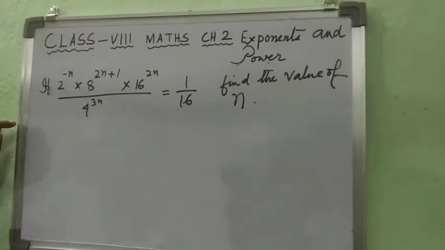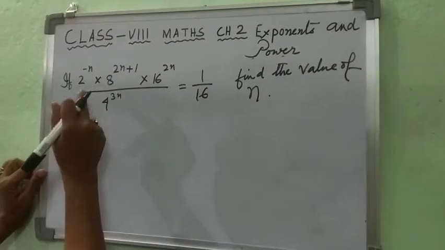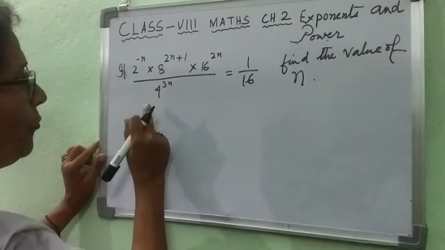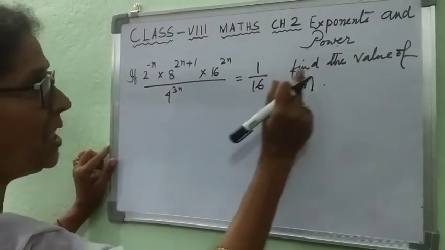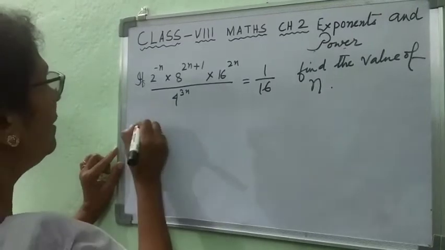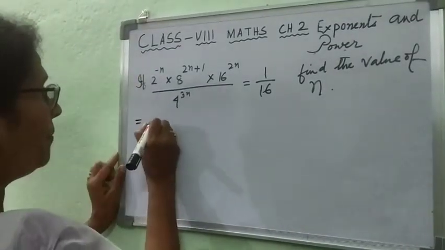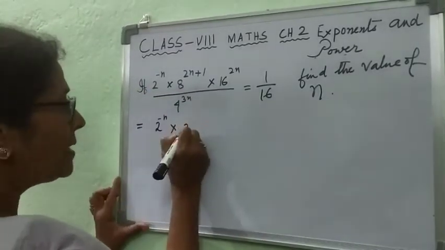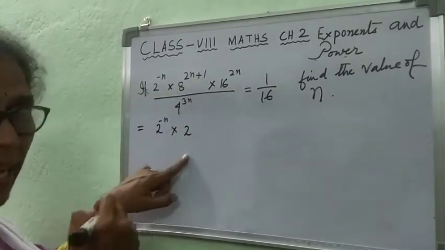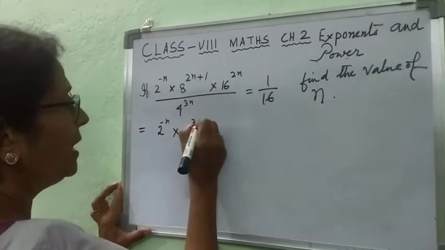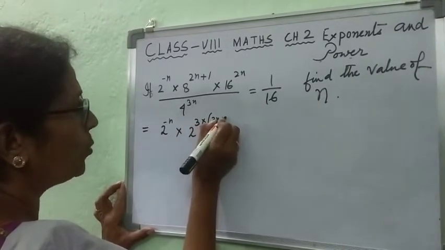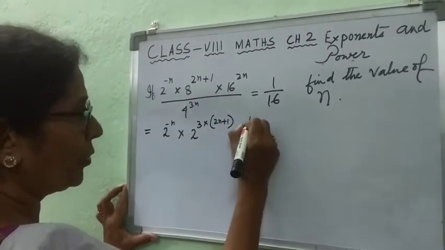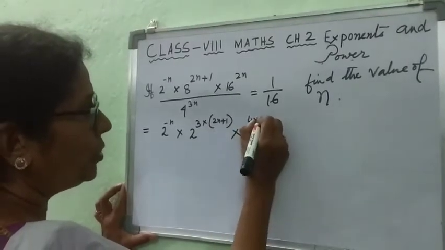Now next question: if 2 to the power minus n into 8 to the power 2n plus 1 into 16 to the power 2n divided by 4 to the power 3n is equal to 1 by 16, find the value of n. Now children, how to start? 2 to the power minus n. Now 8 we can make as base 2, 2 to the power 3 means 8. So I shall write 2 to the power 3 into, within the bracket, 2n plus 1. Now 16 also we can write in the form of base 2. So 2 to the power 4 equals 16, into 2 to the power n.